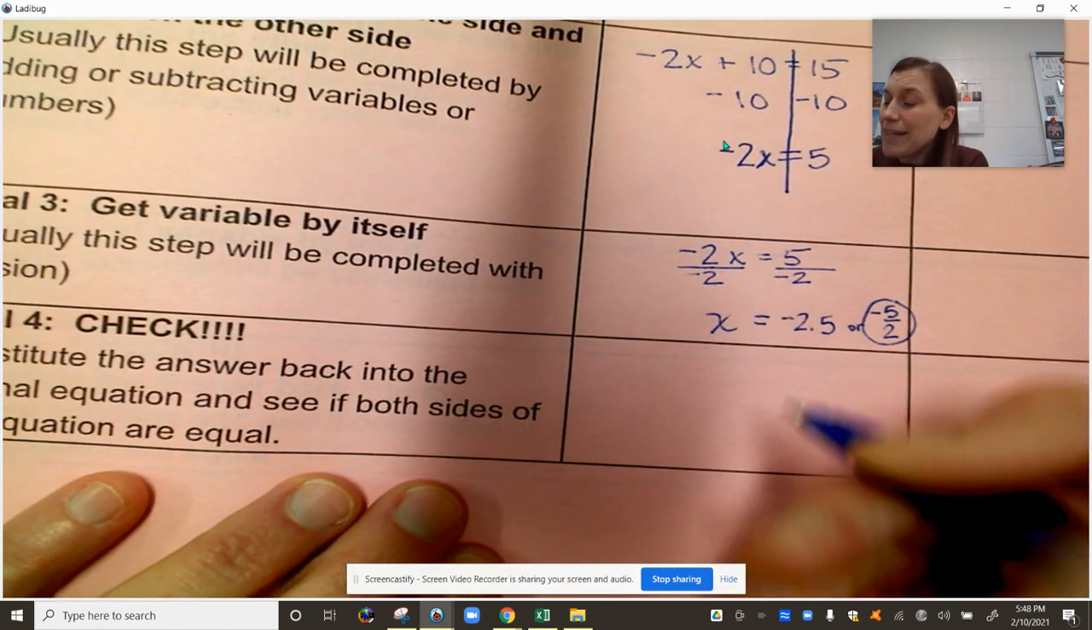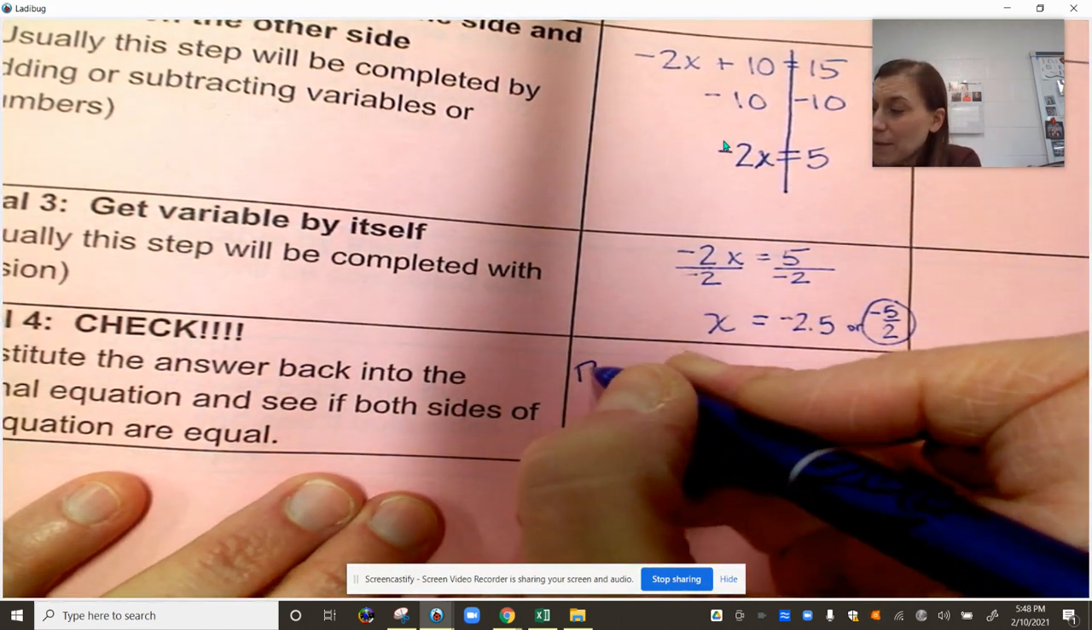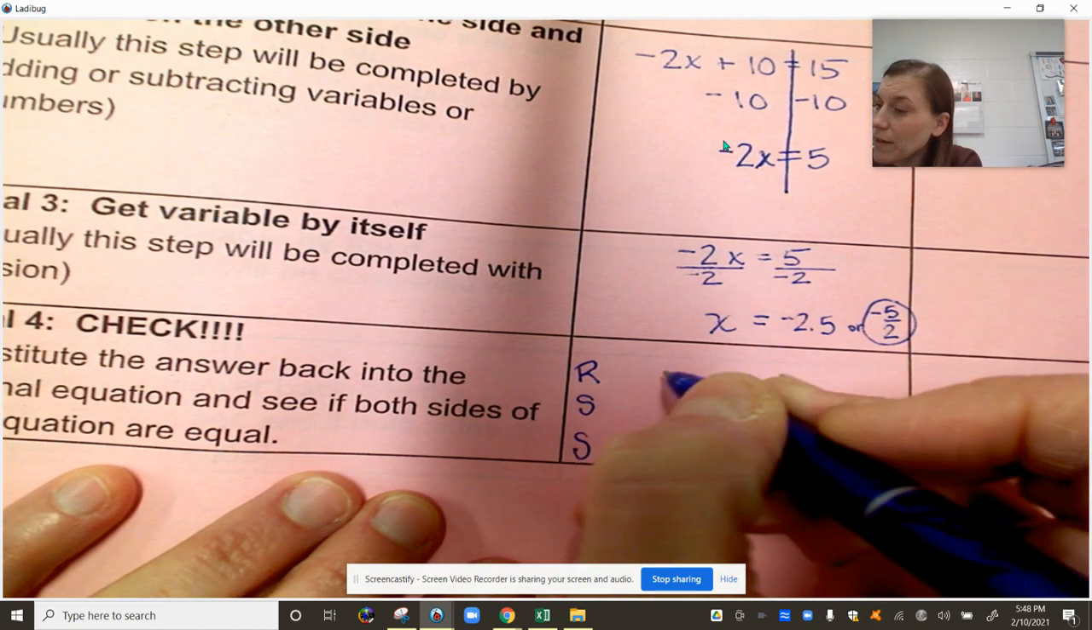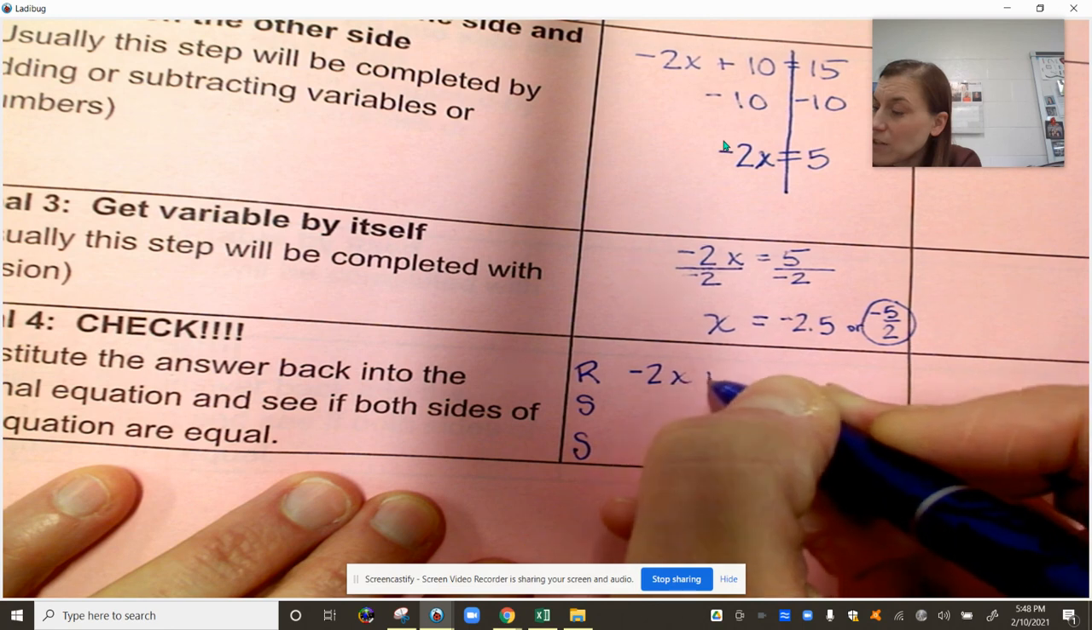Now I have my solution, but I need to check. We're going to use the RSS method to check: rewrite, substitute, solve. I'm going to rewrite the equation as it was originally given to me at the beginning.